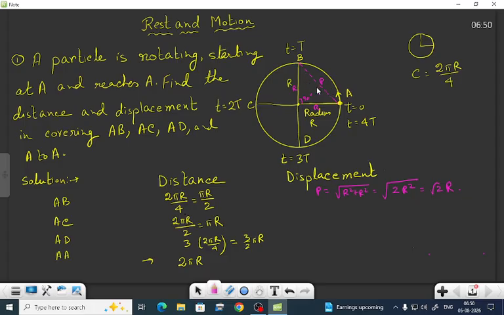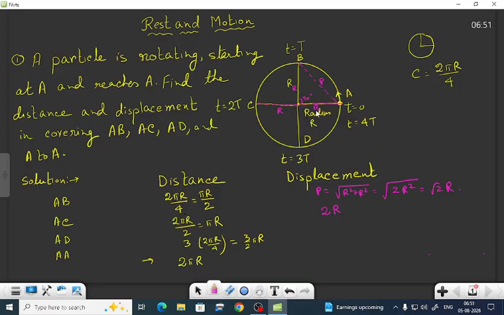If you want to find the displacement A to C, the displacement will be starting from the initial position and reaching the final position, a straight line, the shortest distance between them. So A to C is r, this is r, so it is 2r. So from A to C, the answer will be 2r.